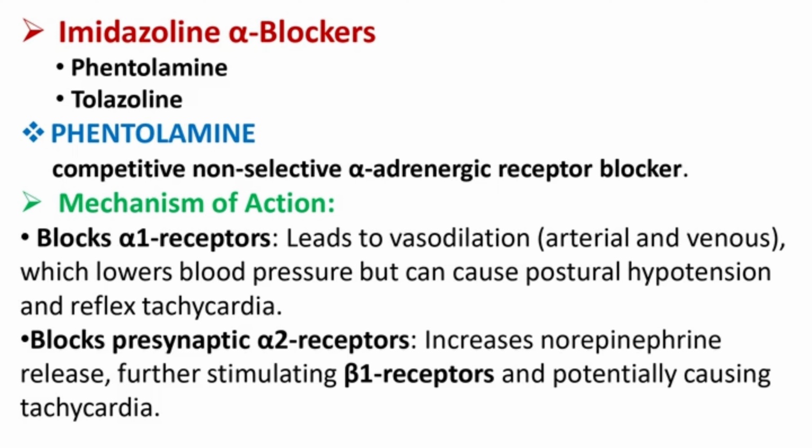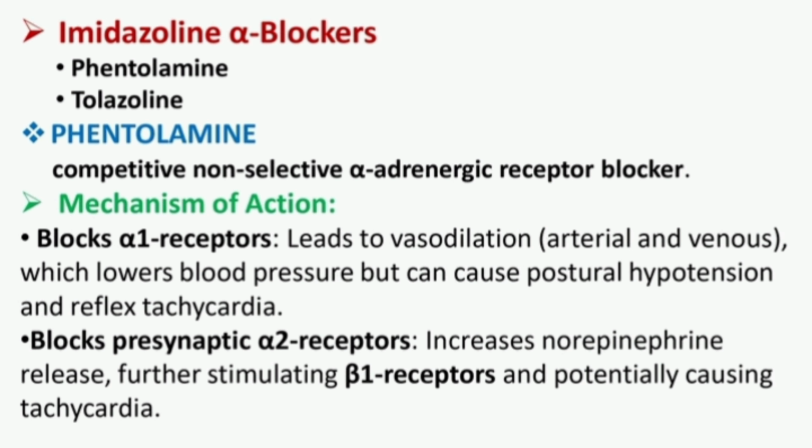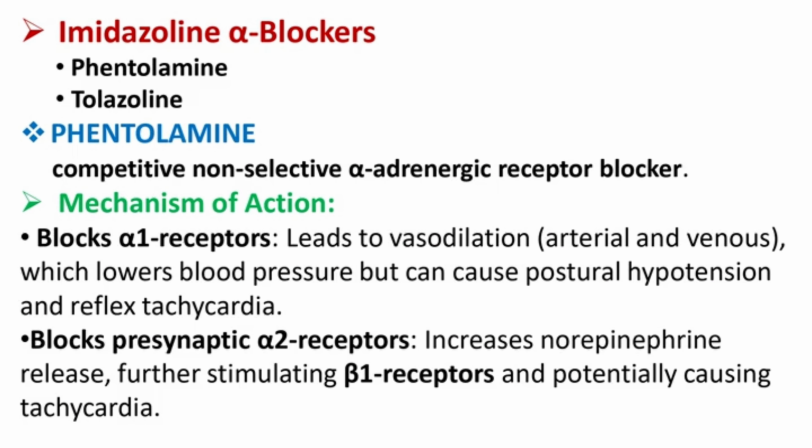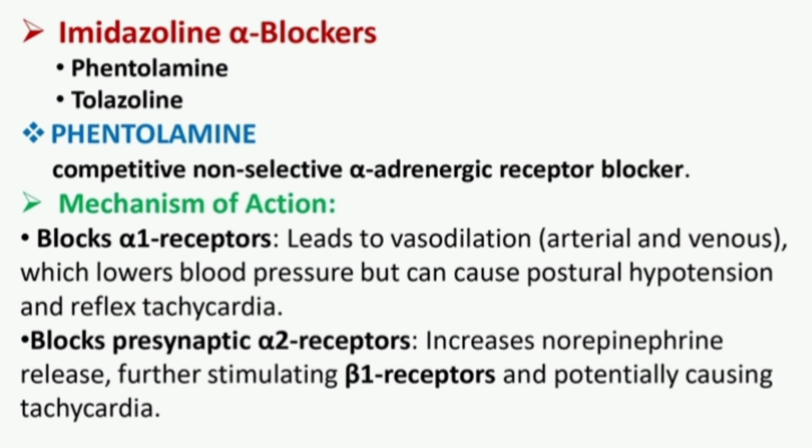The first one is it blocks the alpha-1 receptors. It leads to arterial and venous vasodilation, and then it lowers the blood pressure. Because of this, it can cause postural hypotension and reflex tachycardia. These are the main adverse effects coming under this one. The next one is it blocks the presynaptic alpha-2 receptors. That means it increases the norepinephrine release, which can stimulate the beta-1 receptors and potentially cause tachycardia. Tachycardia, everybody knows, means increased heart rate.